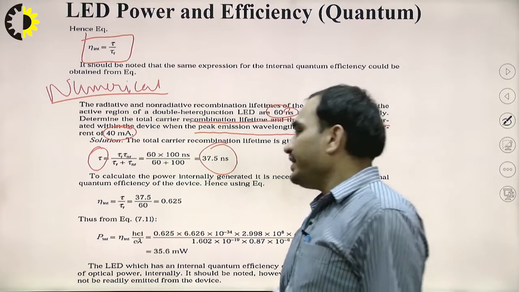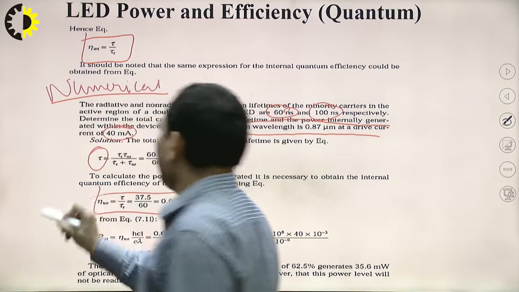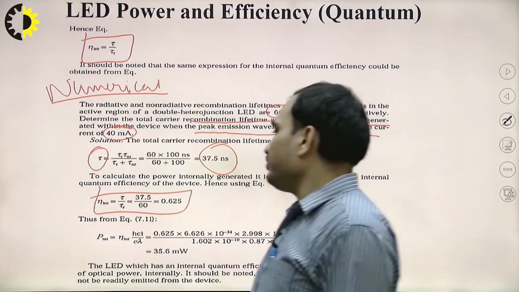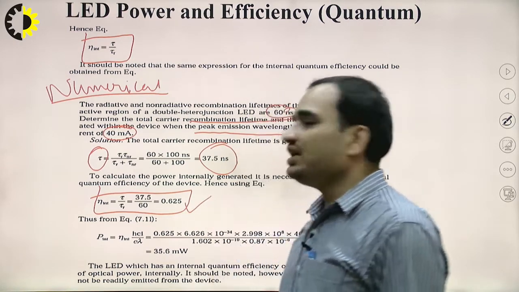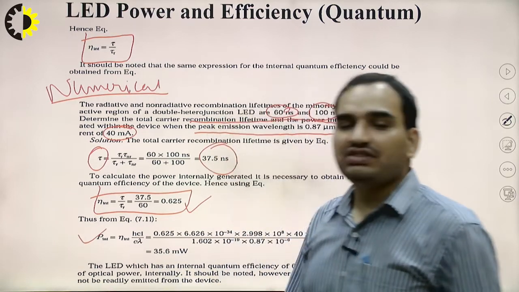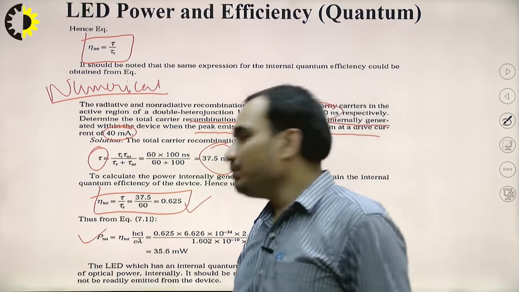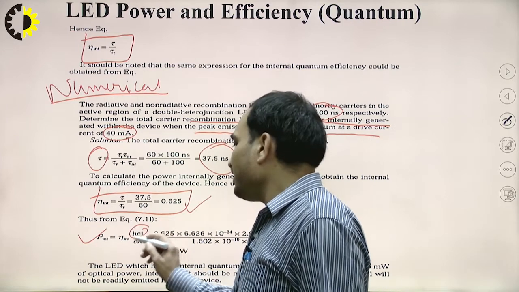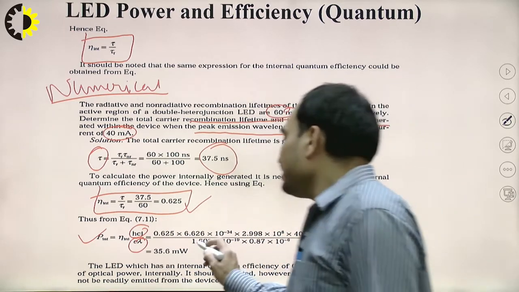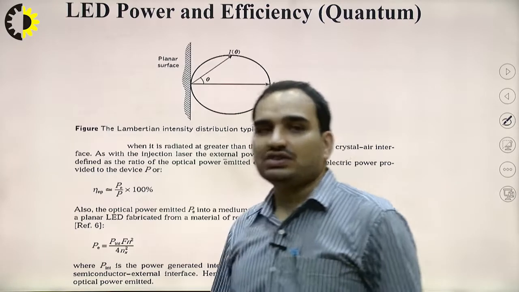nanoseconds. The internal quantum efficiency can be found as tau divided by tau_r. So 37.5 divided by 60, we are getting 0.625. So the power internally generated is given by the efficiency, eta, multiplied by I divided by E lambda. Substituting the values in the formula, we are getting 36.5 milliwatts.